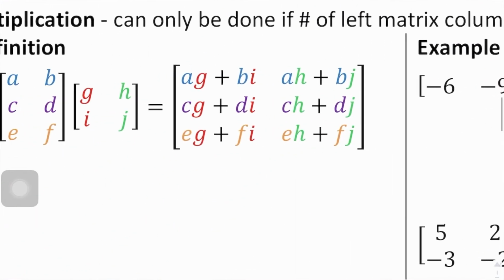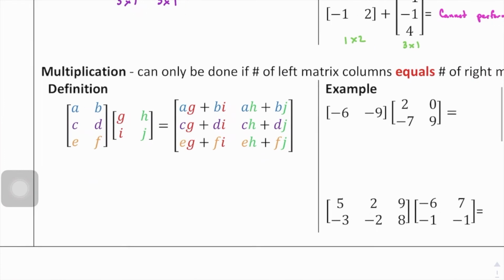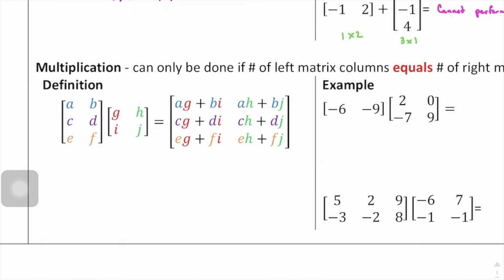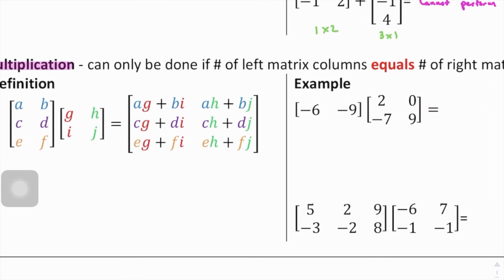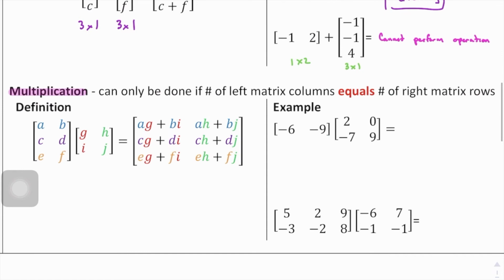The next operation that we're going to concern ourselves with is multiplication. So what happens when I have two matrices being multiplied? Now this can only be done if the number of columns of the left matrix equals the number of rows of the right matrix.